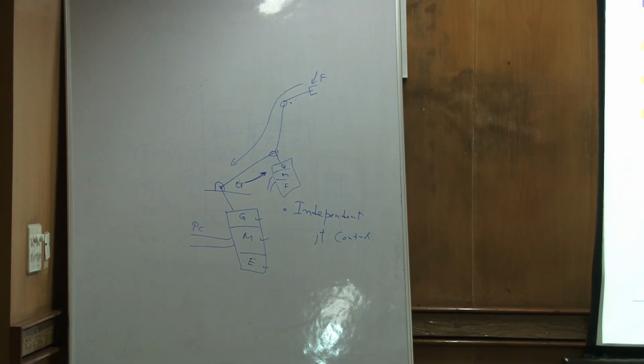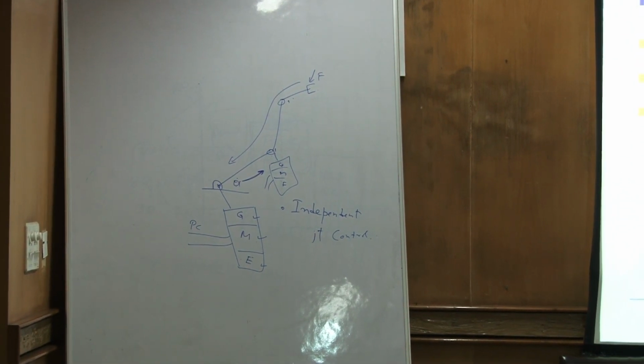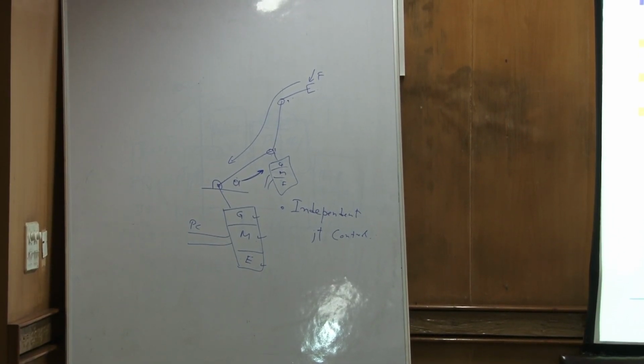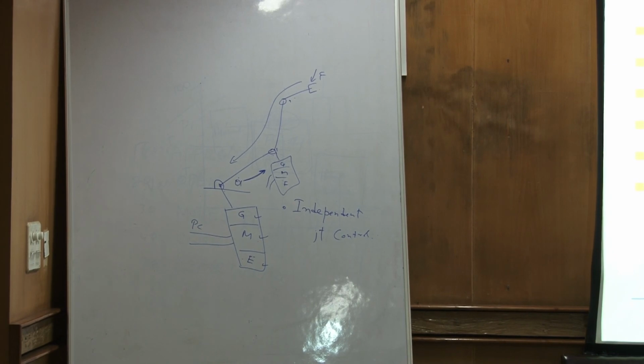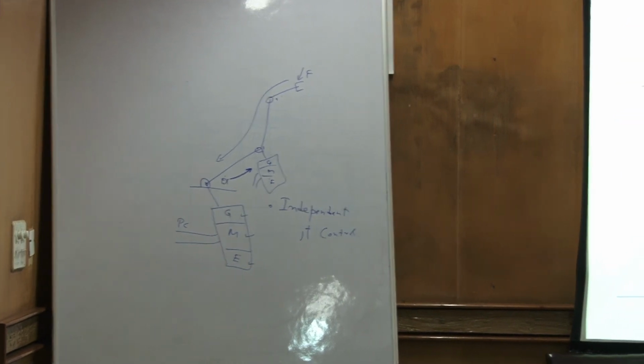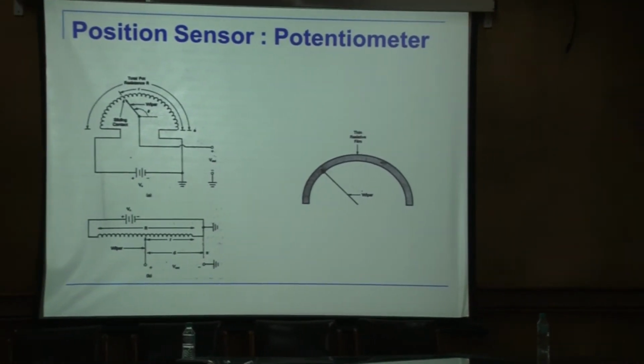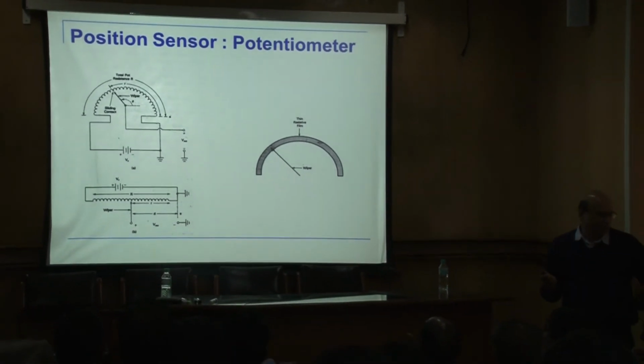So the essential sensors that are used for position loop are the potentiometers, encoders, LVDT, tachometers, accelerometers. External sensors are force, torque, pressure, slip, proximity, vision. So this is the first type, potentiometer. You would have all studied in high school. Okay? All of us have studied.